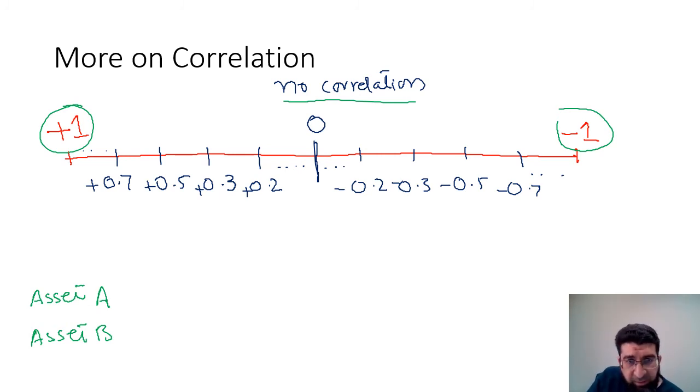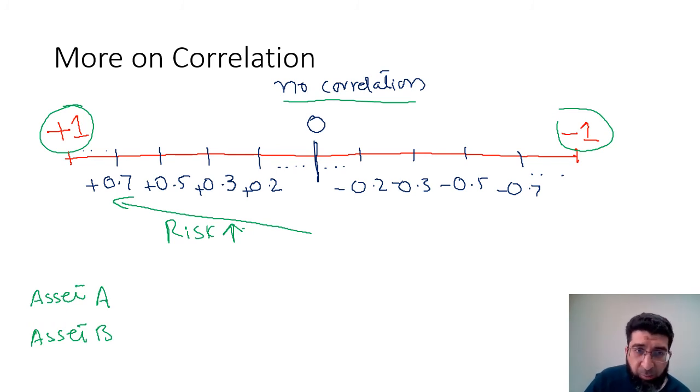Now, as we move from 0 to +1, the correlation increases, and as the correlation increases, the risk increases. So at 0, there is no correlation. The two assets are moving in any direction randomly. We have no idea. There is no structure between them. But at +1, we know that both will move perfectly together. When one moves by 1%, the other also moves with the same proportion of change. That's 1%.